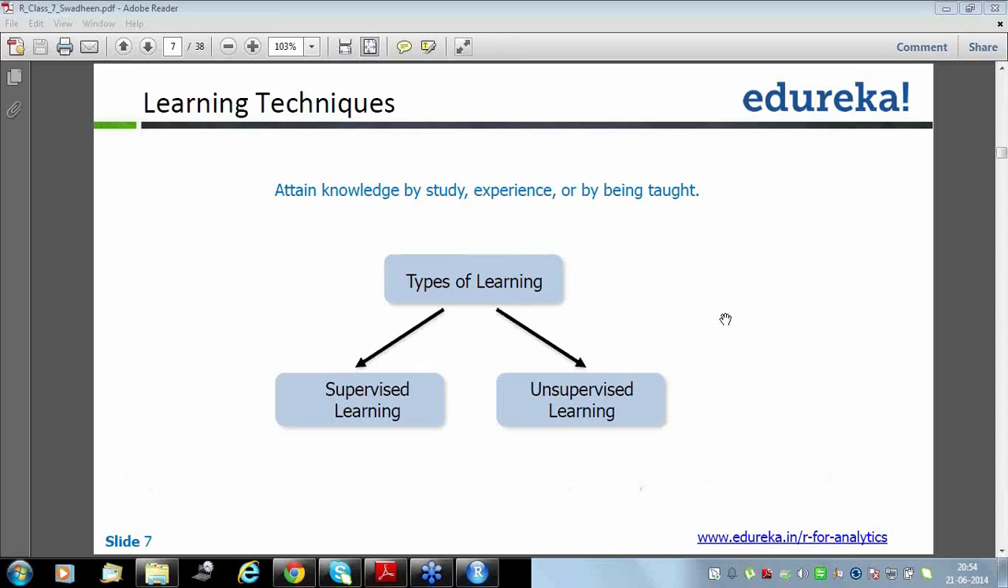But for understanding, take this example: regression is supervised learning and clustering is unsupervised learning. Why? I will tell you when we talk about the development of the model.